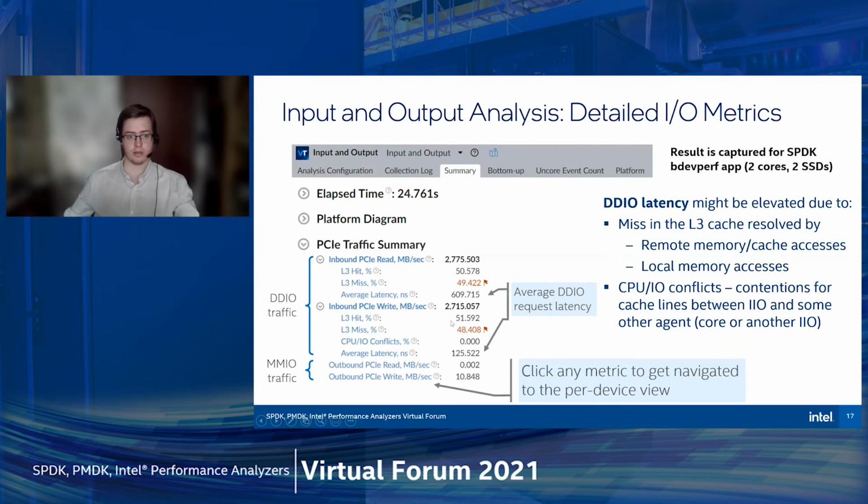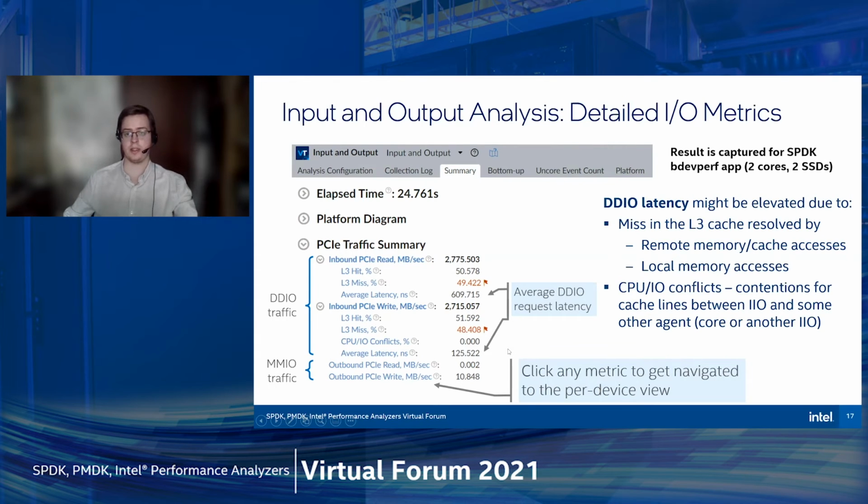At the second level, for DDIO metrics, you will also see the ratios of hits and misses in the L3 cache. In this case, I see 100% misses of reads and writes, and also there is the ratio of write transactions that experienced CPU IO conflicts.